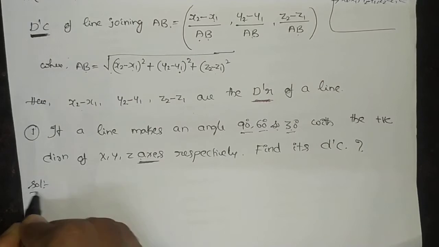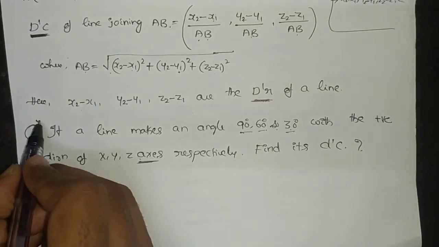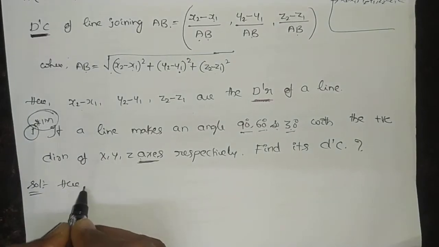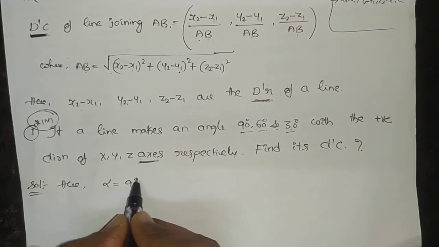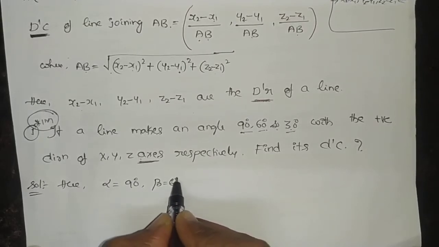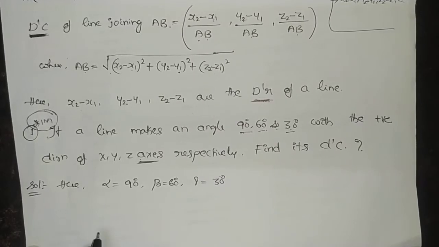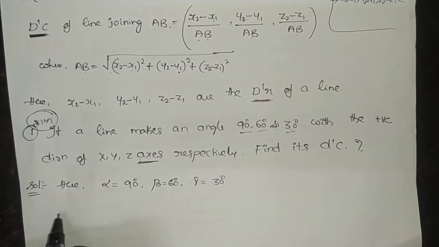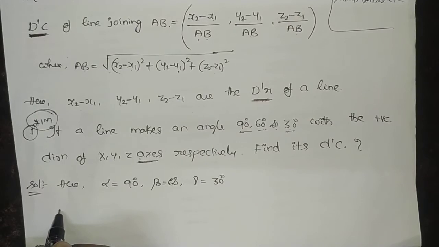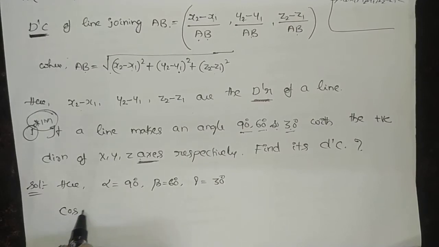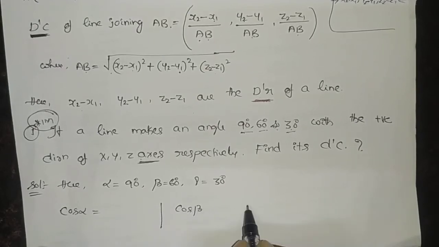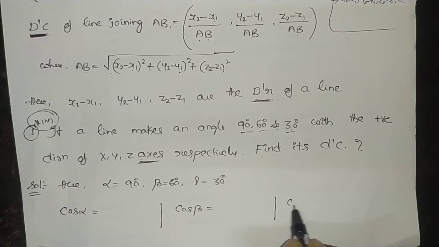Solution. And also it is an important problem for one more question. Here angles are given: alpha equals 90 degrees, beta is 60 degrees, gamma equals 30 degrees. Direction cosines are cos alpha, cos beta, cos gamma, denoted by the letters l, m and n.